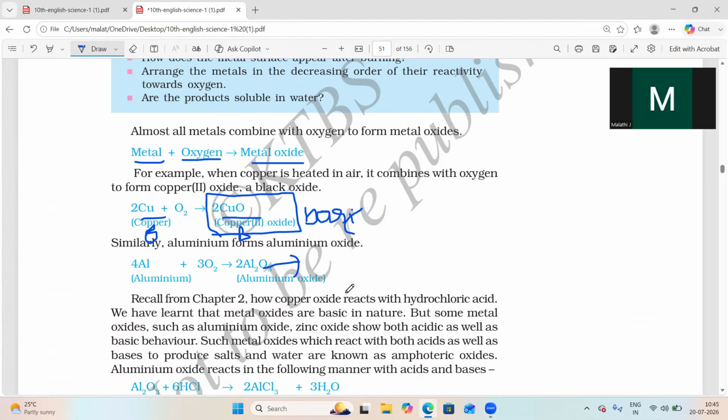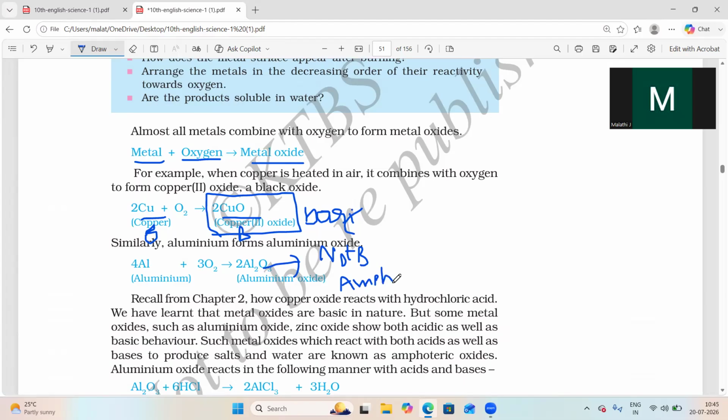But here aluminium oxide is not basic. Usually the metal oxide we get is basic, but aluminium oxide is not basic. It is an amphoteric substance, that is, amphoteric. So aluminium oxide, the product we are getting, is amphoteric.